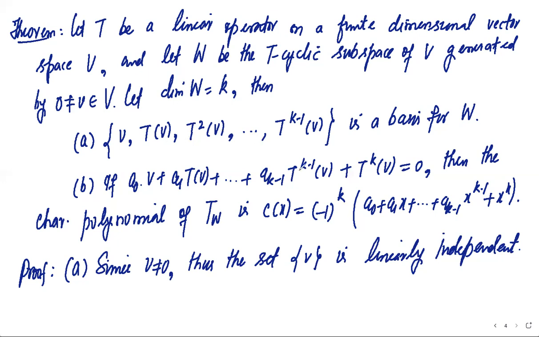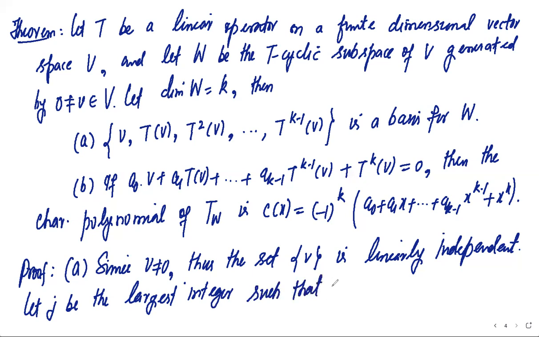But we will show that this process will terminate only after k terms, where k is the dimension of W, and we will show that this therefore forms a basis for W. So now let j be the largest integer such that beta, which is equal to this set V, T of V, and so on up to T^(j-1) of V, is linearly independent.